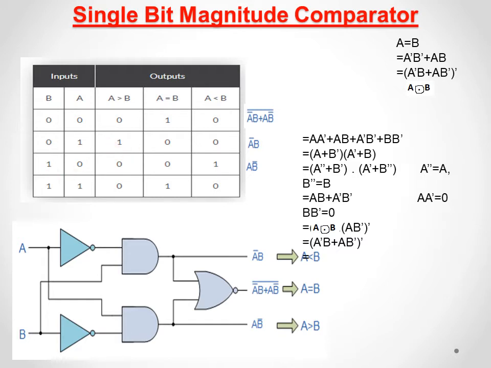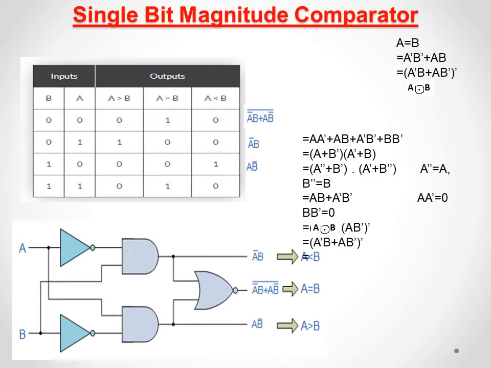Now 1, 0. A is high, so A greater than B is high. The remaining two outputs are 0. Now 1, 1. A and B are both 1, so A equal to B, and the A equal to B output is 1. The remaining two outputs are low. So this is the truth table for the single bit magnitude comparator.